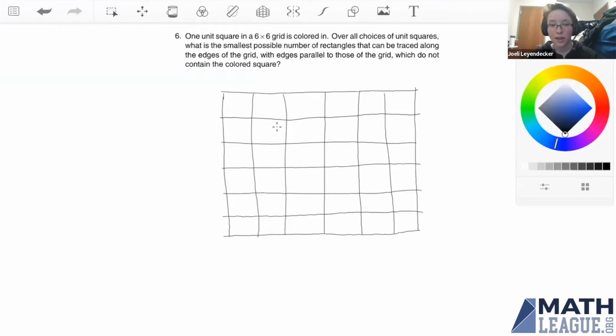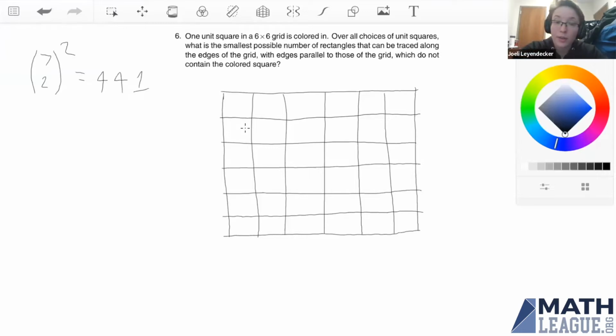So to start, there are 7 horizontal lines and 7 vertical lines. And to make a rectangle, each unique rectangle is made by picking 2 of the vertical lines and 2 of the horizontal lines. So altogether, we have a total of 7 choose 2 squared possible rectangles. And since 7 choose 2 is 21, then we have 441 unique possible rectangles that can be traced along the edges of this grid.